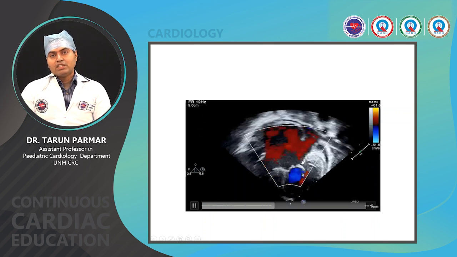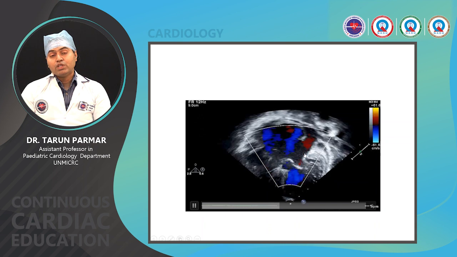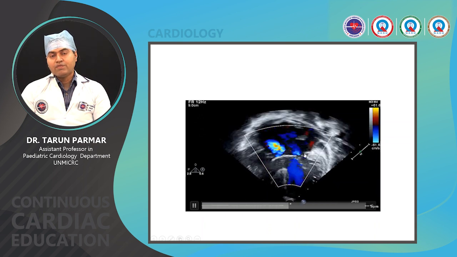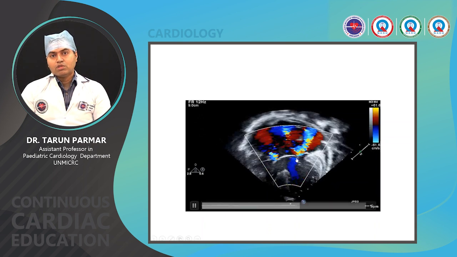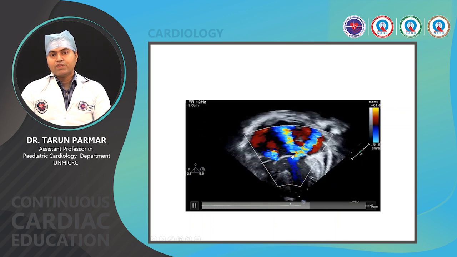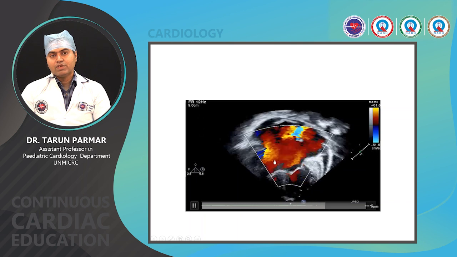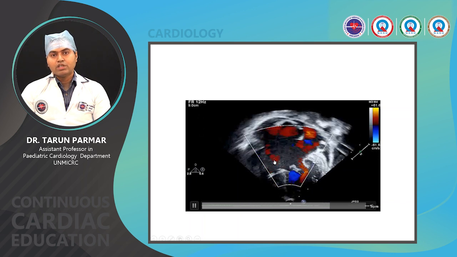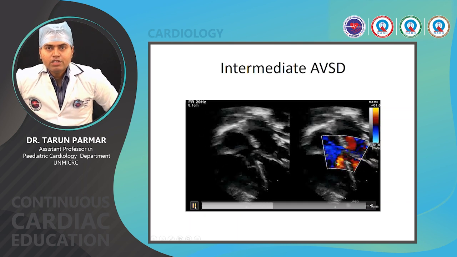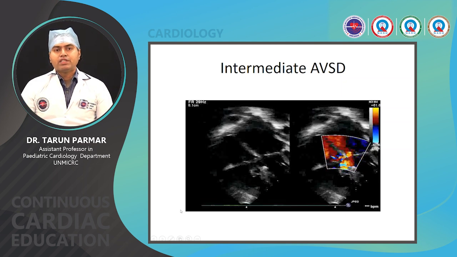The left jet is mainly from the left between the left mural leaflet and inferior bridging leaflet. The medial jet is between the superior and inferior bridging leaflet, and this jet is between the right anterior and right posterior leaflet. This is an example of intermediate AVSD.